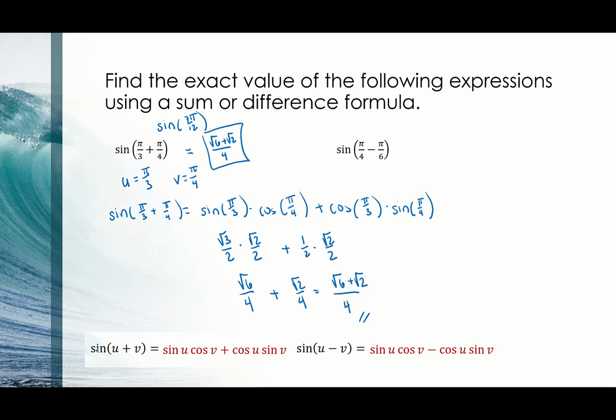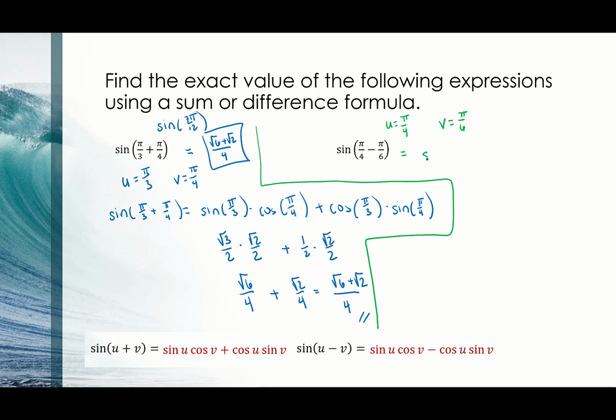Okay, and in our second example, we're going to apply the difference formula for sine. This time, we're going to call u pi over 4. And this time the order really does matter, right? Because we do have pi over 4 being subtracted by pi over 6. That makes v pi over 6. And again, we're going to write out the formula and simplify from there.